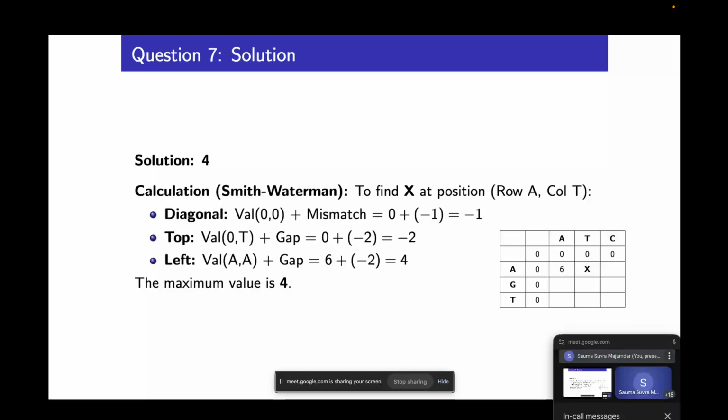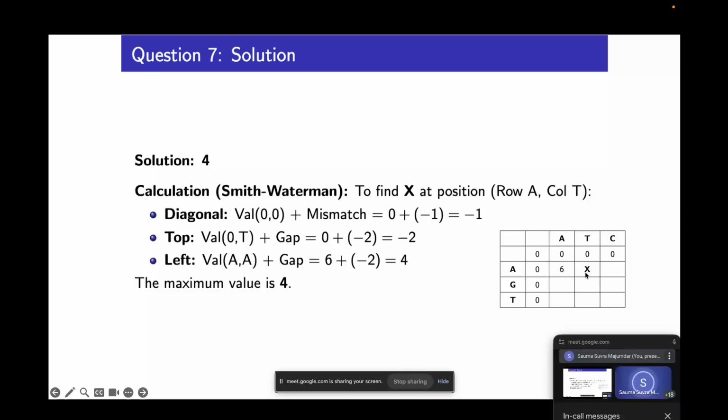Yes. So if you're moving diagonally, it's a match or a mismatch. If you are moving from left or the top, you're always putting a gap. Sir, can you explain this part once more? Okay. So there are three possibilities. Remember the algorithm that we talked about. For getting the value of x, you can either move from the top, or move from the left, or move from the diagonal, right?